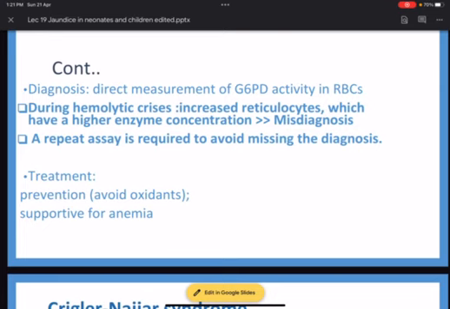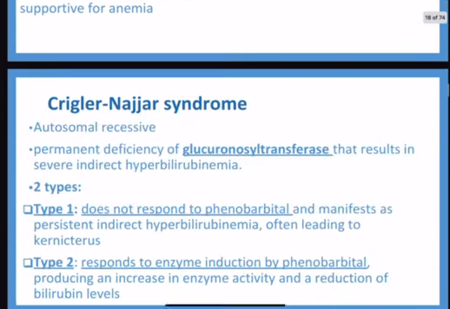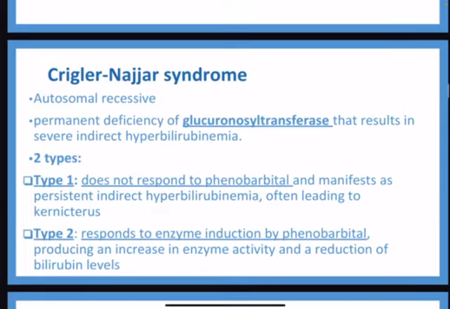Crigler-Najjar syndrome, again, it's an autosomal genetic disorder in which there's a permanent deficiency in glucuronyl transferase, the enzyme responsible for conjugation. So they are unable to conjugate bilirubin, so we'll have unconjugated hyperbilirubinemia. It is 2 types. Type 1 does not respond to phenobarbital, and type 2 responds to phenobarbital, and type 1 is the more dangerous one, and it's a risk factor for kernicterus. So babies usually present with deep jaundice if they have Crigler-Najjar type 1.